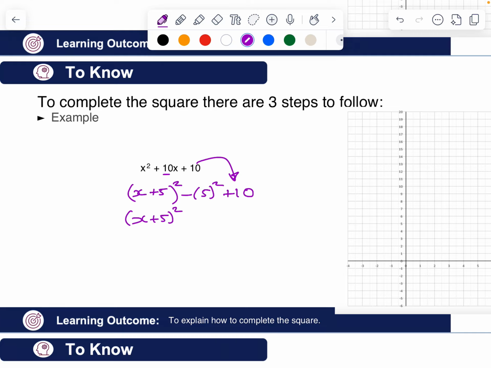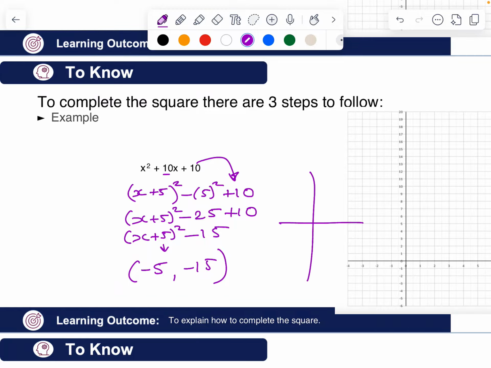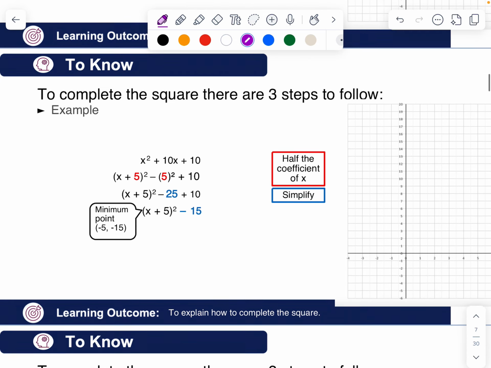Okay, right, then what I'm going to do is I need to simplify. So that's going to be minus 25 plus 10. So then my last step is to actually say, well, what's minus 25 plus 10? It is minus 15. So again, the minimum point here, it's going to be negative 5. So it's always this, but you change the sign. And then it's always the number at the end for the y. Again, I can't really fit that on my graph, but what would it look like? Negative 5, negative 15 would be about here. And it would look something like that. Not like that. Like that.